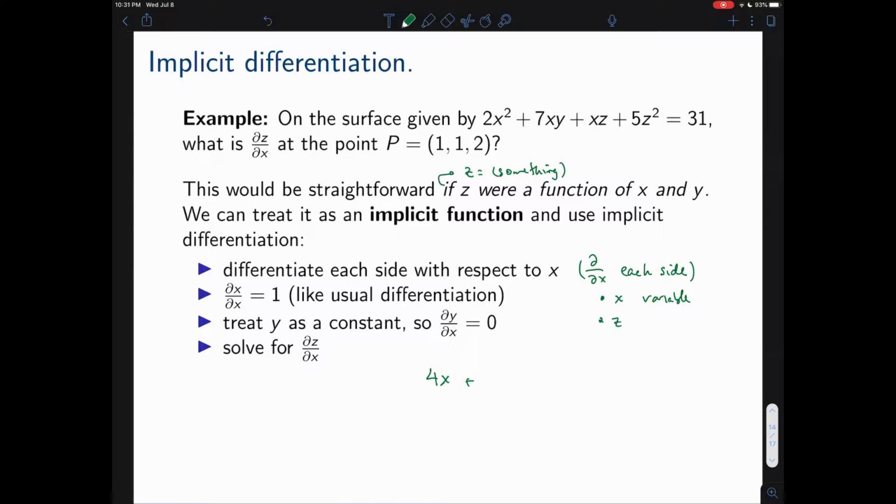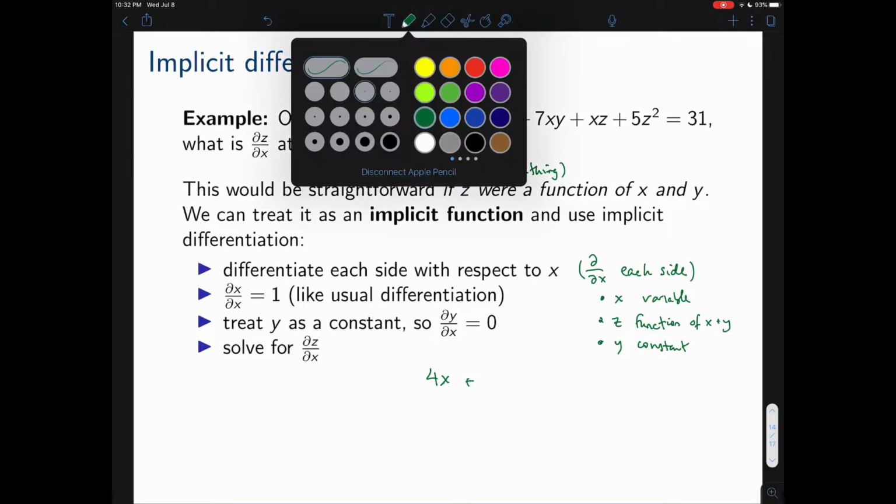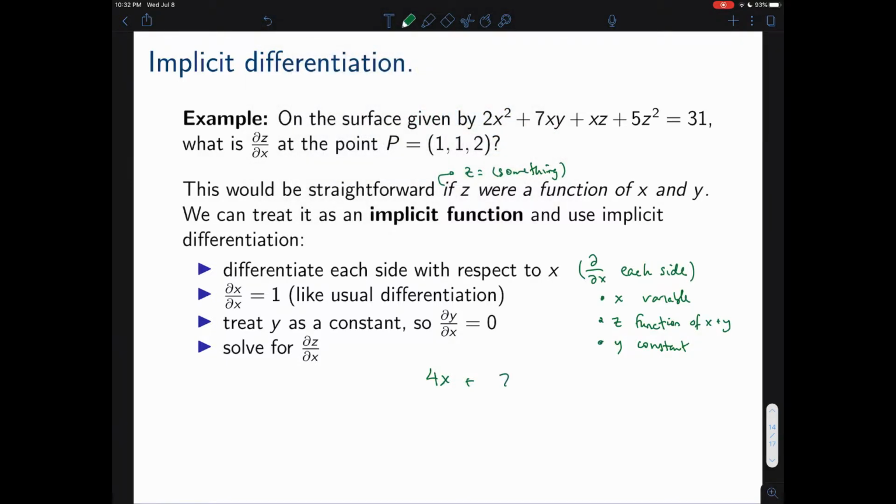We're treating z as a function of x and y, and we're treating y as a constant. That's how partial derivatives work. x is the variable and the other thing, y, is a constant. So here 7y is a constant times x, and the partial derivative would be 7y.